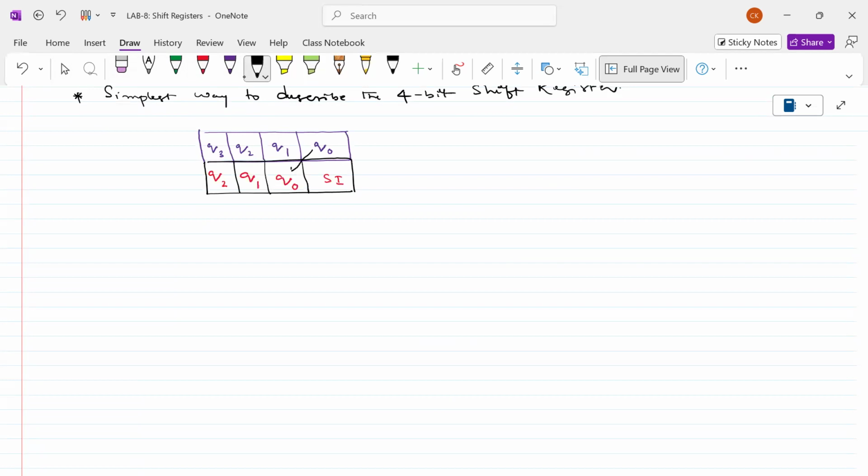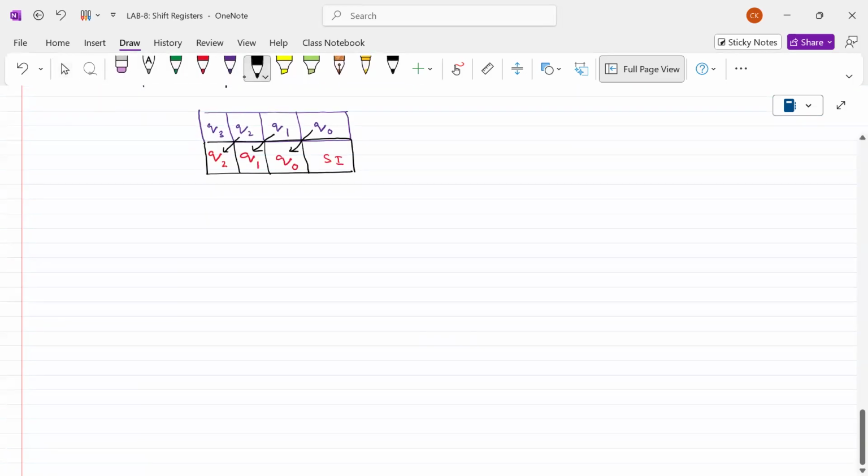Okay. So therefore, this is available here. This is available here. This is shifted here. So let me write this statement something like this. For example, the Q of the present flip-flop is equal to the concatenation of Q of 2 down to 0 with the SI. A simple statement I have written in this way.